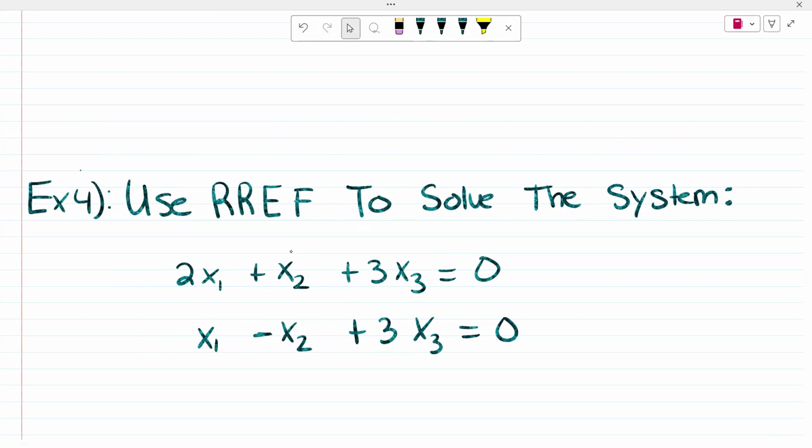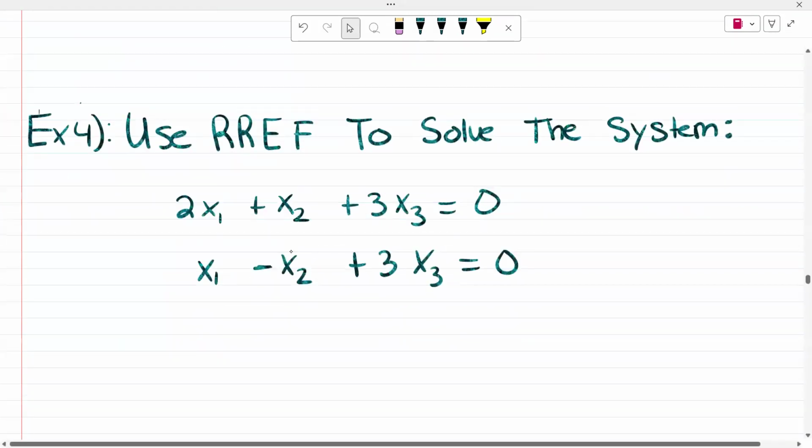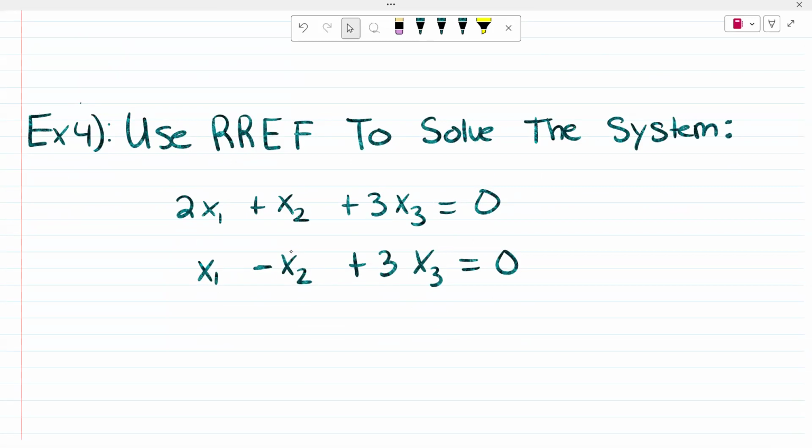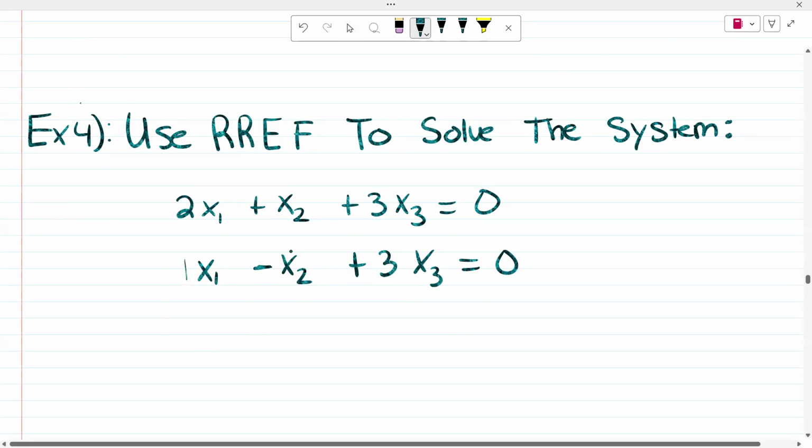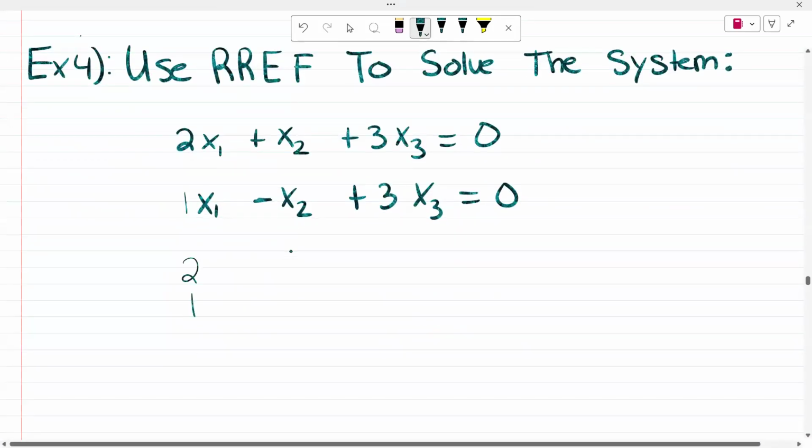So what we have to do first is convert this system of equations into an augmented matrix. Look at the columns and use the coefficients. On the x1 column, we have coefficients of 2 and 1. X2 column, we have a coefficient of 1 and -1. X3 column, we have a coefficient of 3 and 3. The equal sign can represent a straight vertical line. And then this is 0 and this is 0, right?